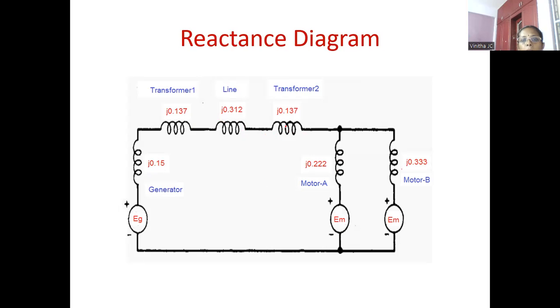Okay, so this is the procedure to calculate the per unit impedance from a single line diagram and to draw the reactance diagram. Thank you.